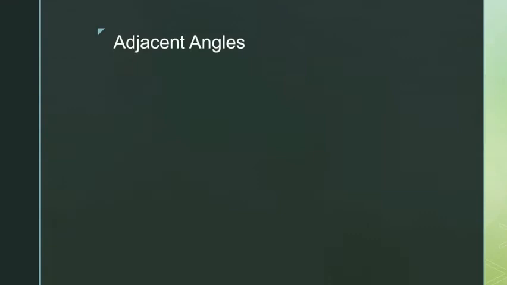We're going to look at adjacent angles. Adjacent angles are angles that are side by side and they share a vertex and an arm. So first of all, they're next to each other.